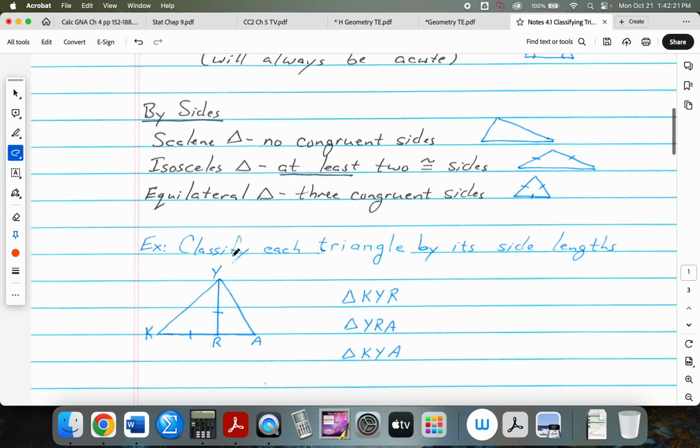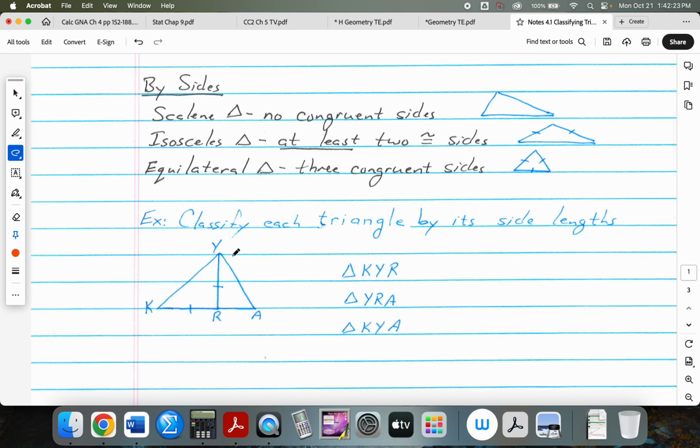Then by the sides, there's scalene, where none of the sides are the same. Isosceles, where, notice this may be different than what you were taught, the way our book defines it is that isosceles means at least two of the sides are congruent. That means that if all three of the sides are congruent, it's not just equilateral, it is also isosceles. And equilateral is three congruent sides.